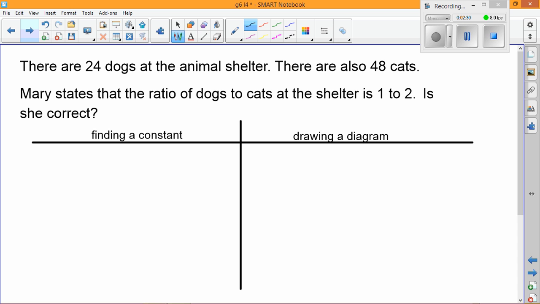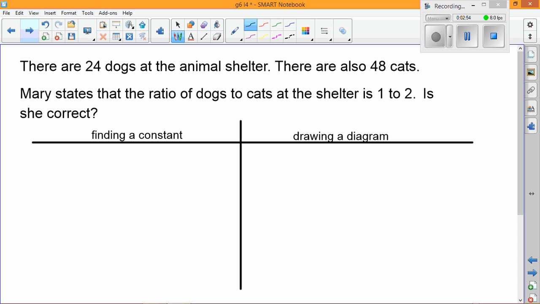So here's an example problem similar to the homework. There are 24 dogs at the animal shelter. There are also 48 cats. Mary states that the ratio of dogs to cats at the shelter is 1 to 2. Is she correct? First, let's draw a diagram, and then we'll work on finding a constant. You can decide which method is easier for you to do.